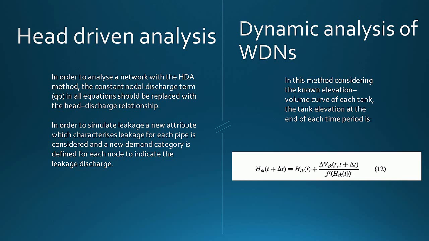In this method, consider now the dynamic analysis of WDNs. Considering the elevation-volume curve of each tank, the tank elevation at the end of each time period is given by the equation here, in which HTK is the water elevation of the tank, and the outflow volume of the tank in the period is from T to T plus delta T.